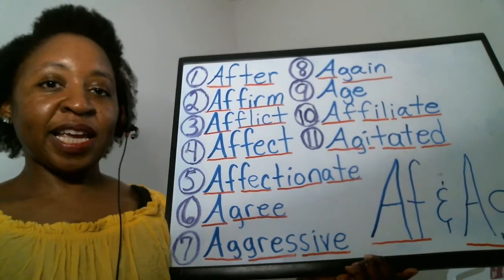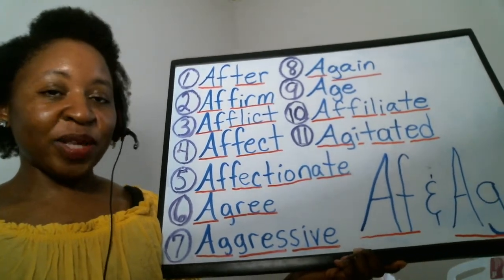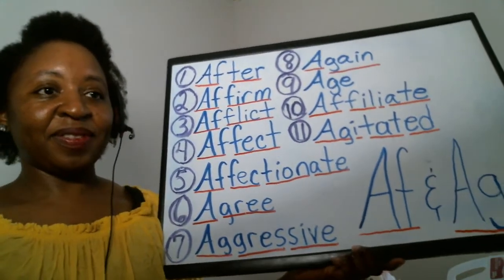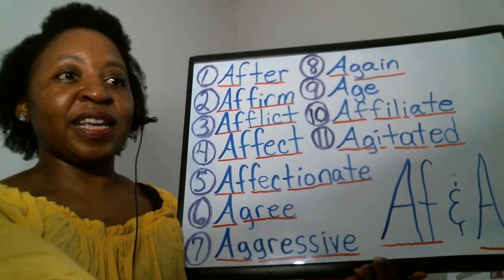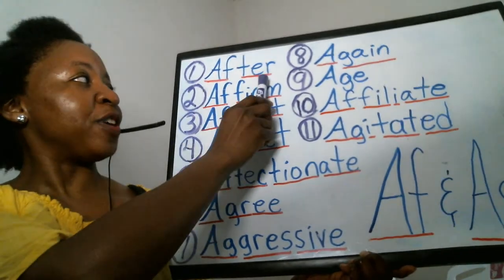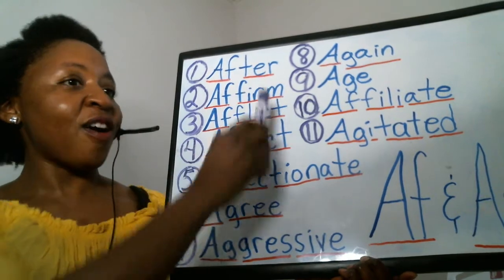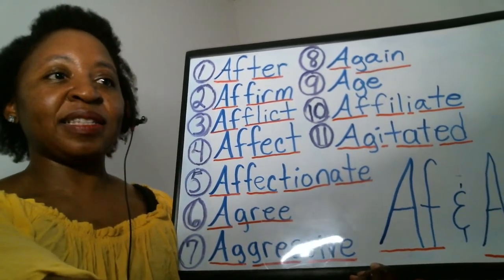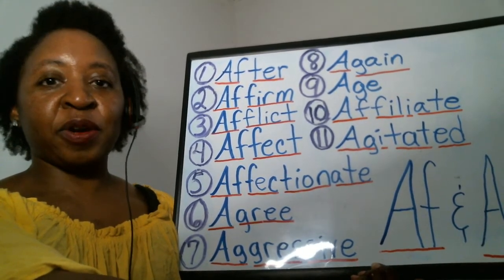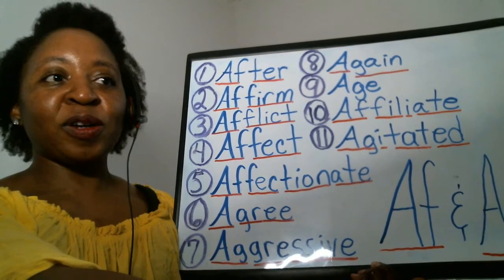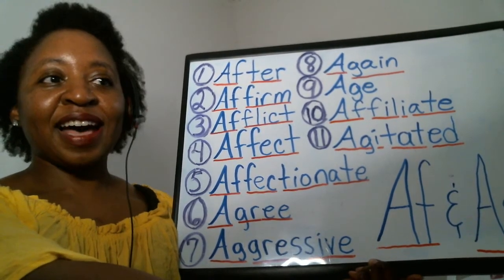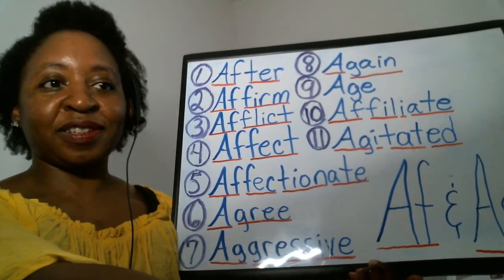Today we are going to be learning 11 new words that begin with the letters A, F, and A, G. The first word is after. A-F-T-E-R. And after means in the time following an event or another period of time. Your homework sentence, I can call you after lunch.